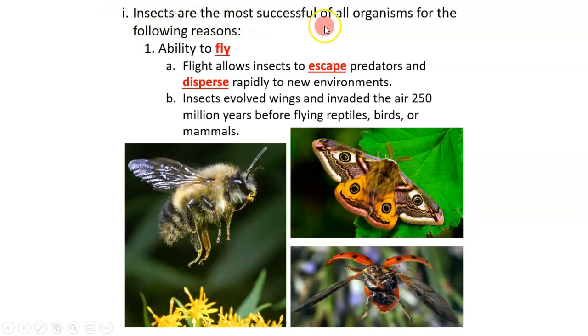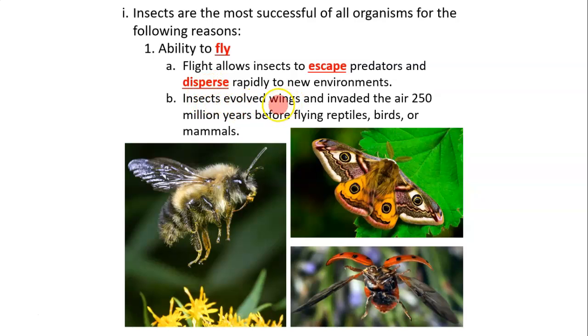Now, insects are the most successful of all organisms for a lot of reasons. One, their ability to fly. This allows them to escape predators and also disperse rapidly to new environments. This is an advantage because if their environment changes in a negative way, they can go find a new environment that's better suited for them. Animals like sponges that are sessile can't do that.